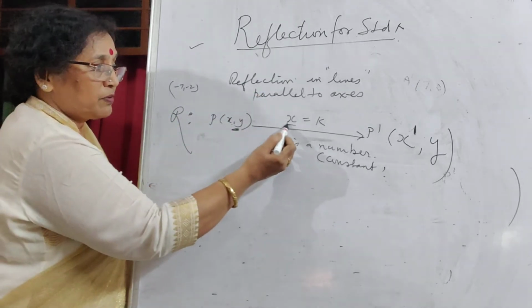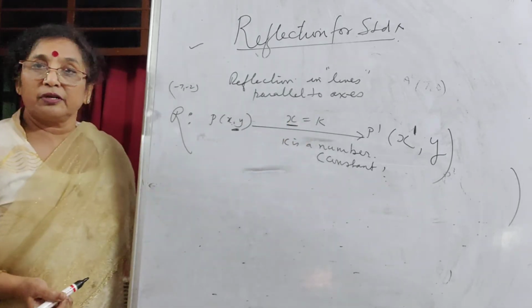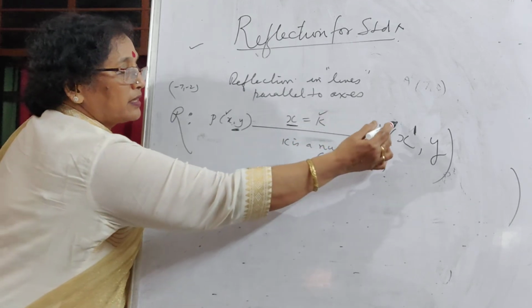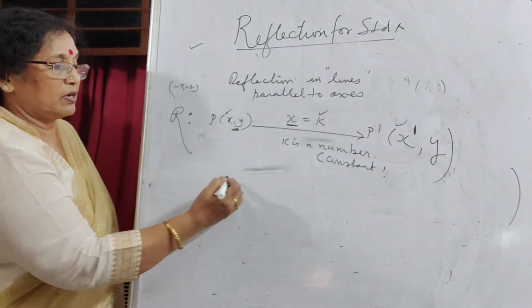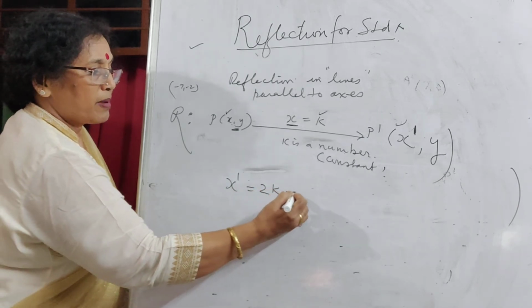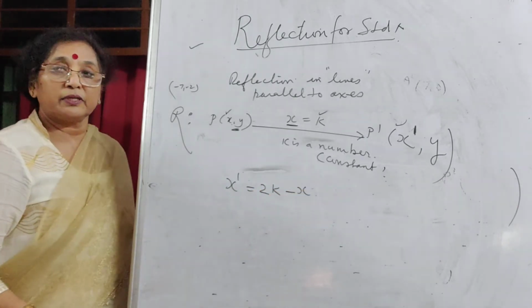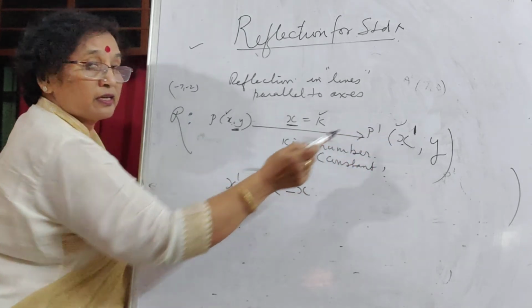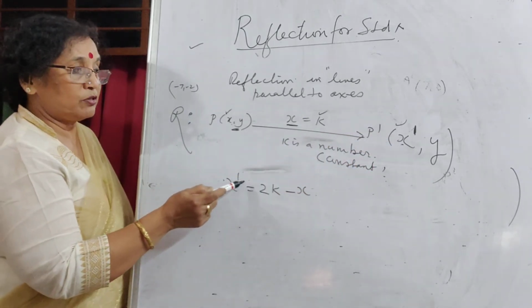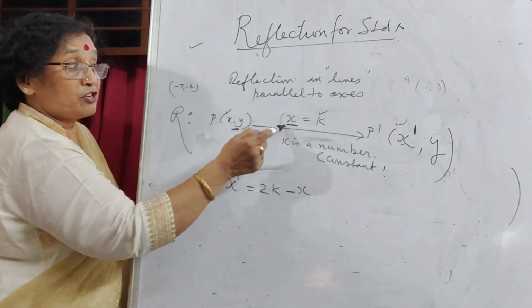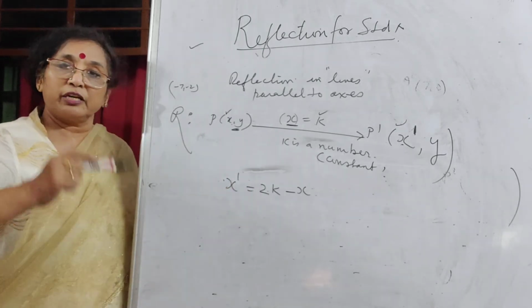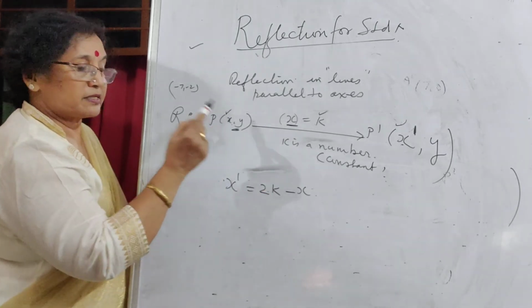So if it's x equals, all x's will change. And what is the relation between them? Right now, x dash is twice k minus x. X dash is this. That means the abscissa of the image is equal to twice this number after you make x the subject of the formula. If it's negative, you take the negative sign. If it's positive, you take the positive sign, minus this.